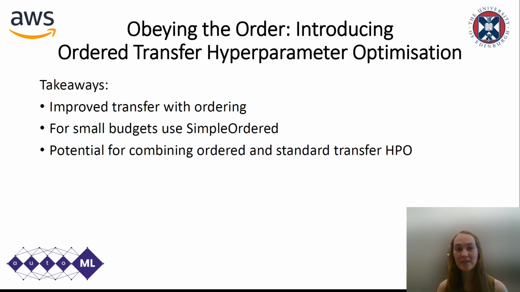And we want to highlight the potential for combining this ordered approach with more sophisticated standard transfer HPO methods. For instance, we could use those same 5 initial configurations which we use in simple ordered, but use them to start the TransferBO approach instead, so using all of the evaluations in a shared kernel. Or we could use it combined with the reduced search space from bounding box.